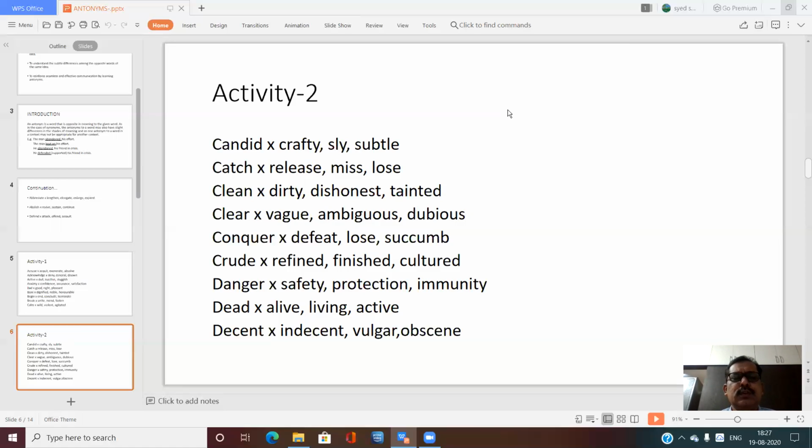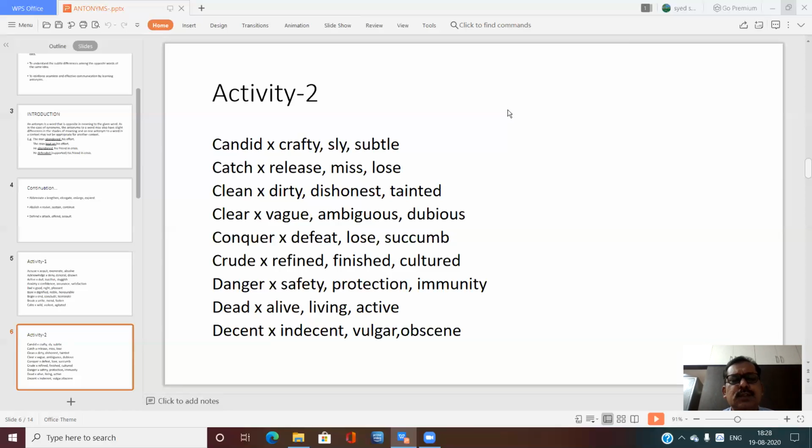Clear, opposite words: vague, ambiguous, dubious. Vague means not clear. Ambiguous is also not clear, that can be interpreted in both ways. A sentence or a situation that is ambiguous can be interpreted in a positive way or a negative way. Dubious means doubtful. Whose pretensions are doubtful, that is dubious, not candid, not frank, not genuine.